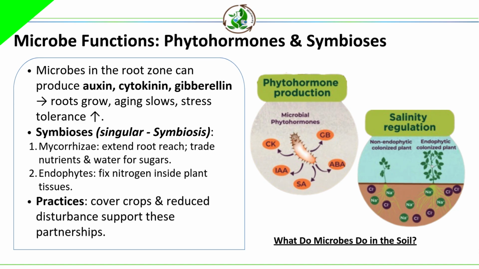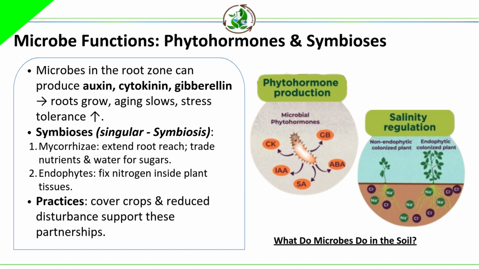Some microbes even act like gardeners' allies by producing phytohormones. These are compounds, like auxin or cytokinin, that affect plant growth. For instance, auxin helps roots grow longer and explore soil. Others slow plant aging or boost stress tolerance, like helping plants survive drought. Symbiosis is another team-up. Mycorrhizal fungi extend roots far into the soil and trade water and nutrients, like phosphorus, for the plant's sugars. Endophytes live inside the plant and can even fix nitrogen for it. The result: the plant grows stronger and needs less fertilizer.